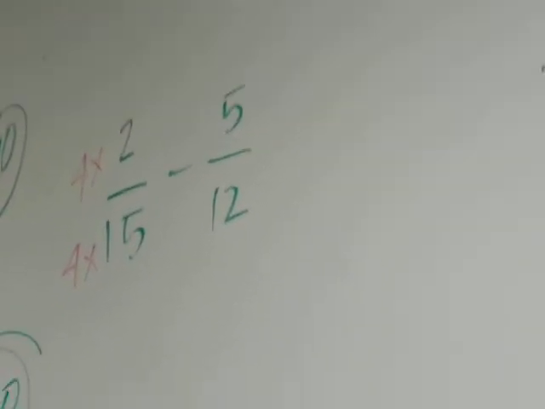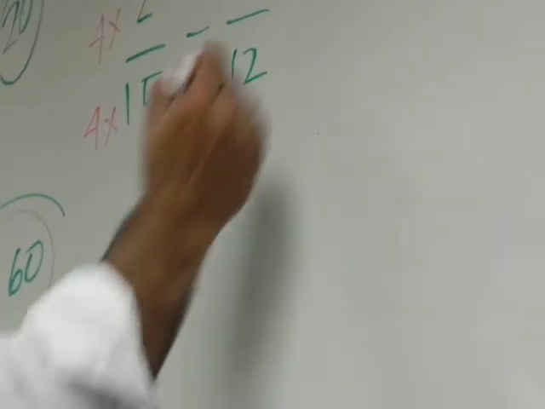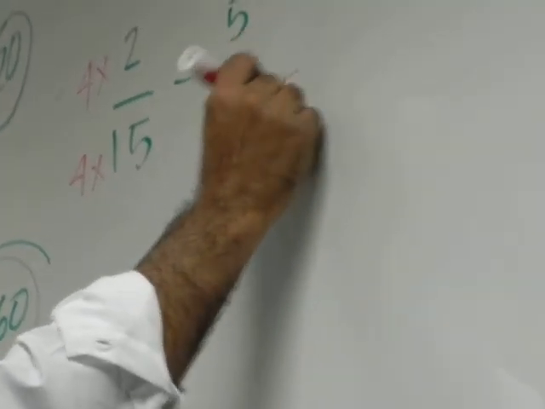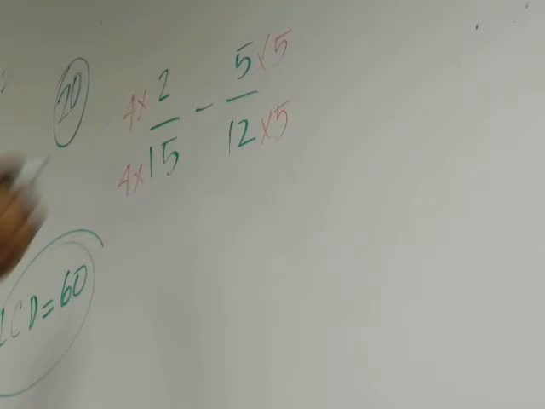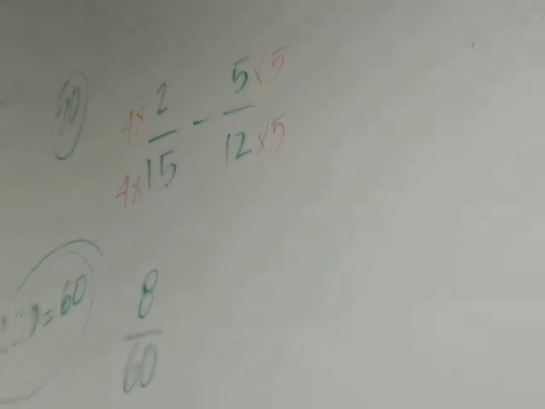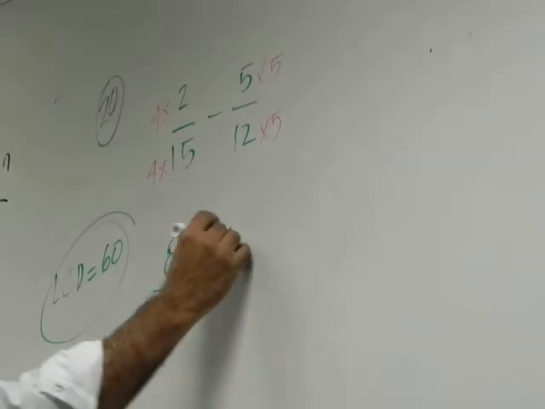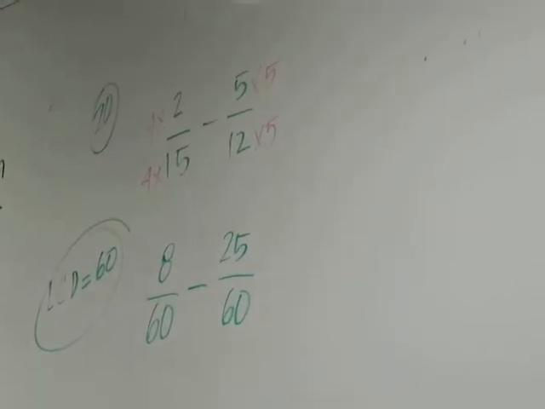Now what about the 12? What do we need to multiply? 5. 5 times 5. And since we are multiplying the denominator, we also need to multiply the numerator. Okay, so what is it going to look like? It's going to look like 8 over 60, right? Minus 25 over 60.